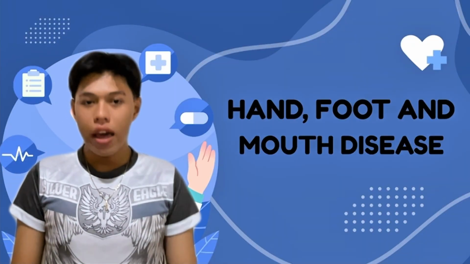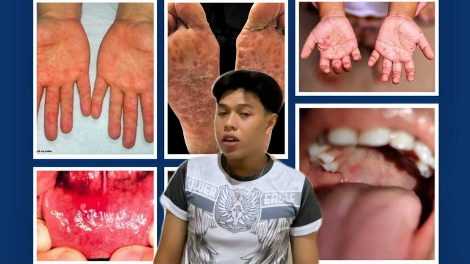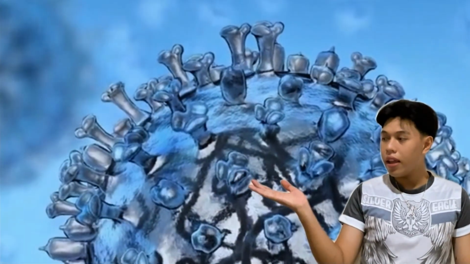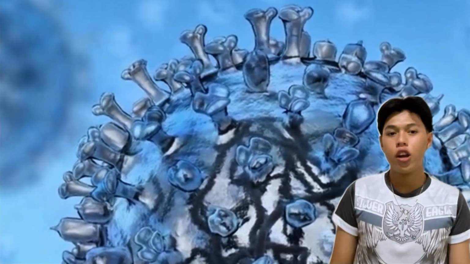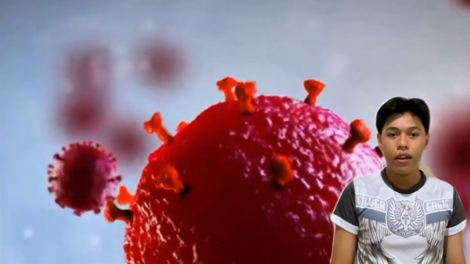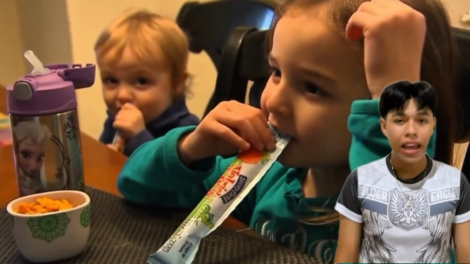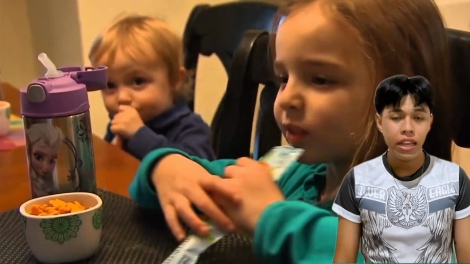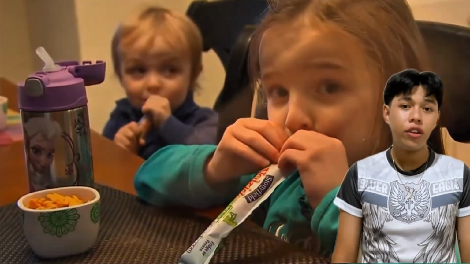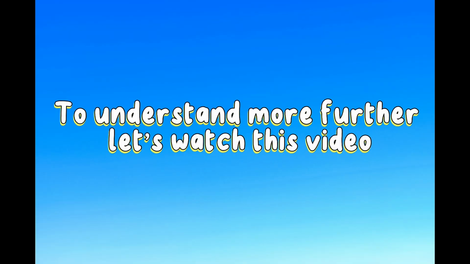What is HFMD, or hand, foot, and mouth disease? It is caused by a group of viruses called enteroviruses. More specifically, it is commonly caused by the Coxsackie A16 virus, although other strains of enteroviruses can also cause hand, foot, and mouth disease. It is a highly contagious viral infection commonly seen in young children, mainly children under 10 years old, but it can also occur in adults. To understand more, let's watch this video.